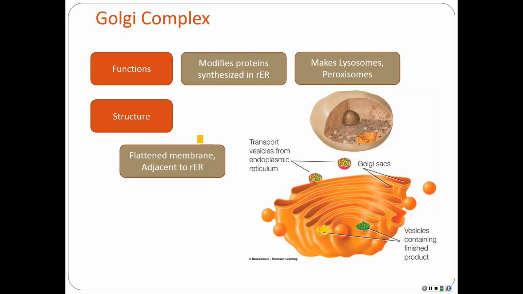Going back to the note, the little gray box that I overlooked just a minute ago. It does manufacture other membrane-bound organelles, including the lysosomes and the peroxisomes that we'll address in just a minute.